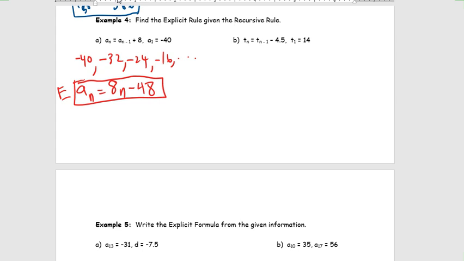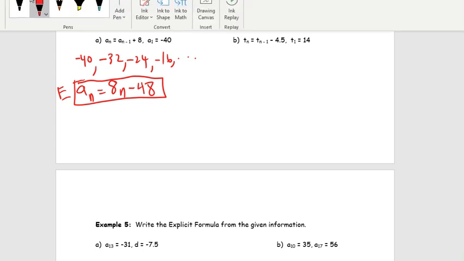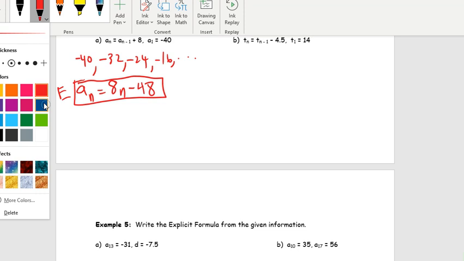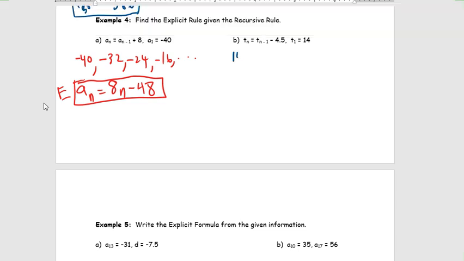All right, now we've got our recursive rule defined here. T sub n equals T sub n minus 1 minus 4.5, where T sub 1 is 14. So our first term is going to be 14, and from that we'll just subtract 4.5. So that would take us down to 9.5, and then 9.5 minus 4.5 would be 5, and 5 minus 4.5 would be 0.5. So that's what this sequence would look like.